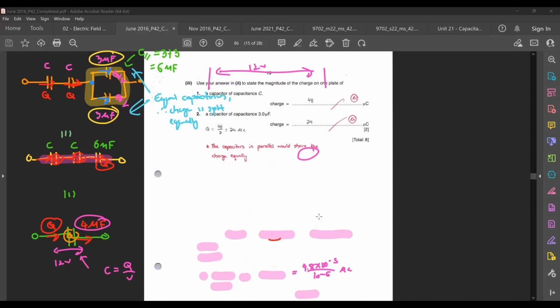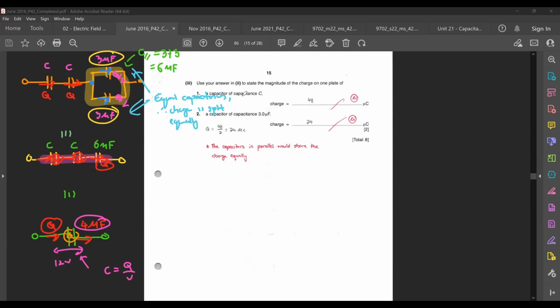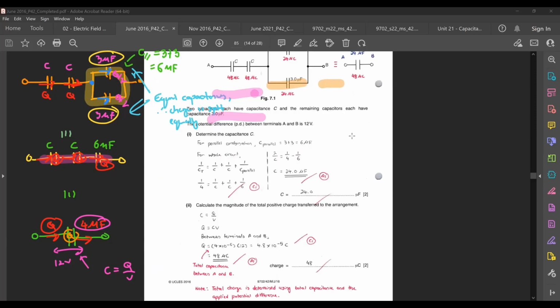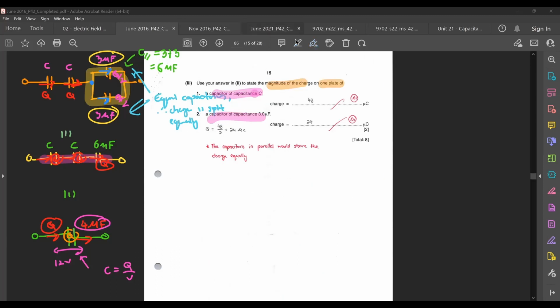And then after that, use your answer in 2 to state the magnitude of the charge on one plate of capacitor or capacitance C, as well as capacitor or capacitance 3 microfarad. So here they say magnitude of the charge on one plate. It doesn't really change your analysis. The charge stored by a capacitor is the charge on one plate of your capacitor. They want the charge stored on capacitor C. The charge stored for capacitor C is the same Q as this one. You already found this Q was 48 microcoulombs. So this one will also store 48 microcoulombs. Okay, so that's for this particular question.